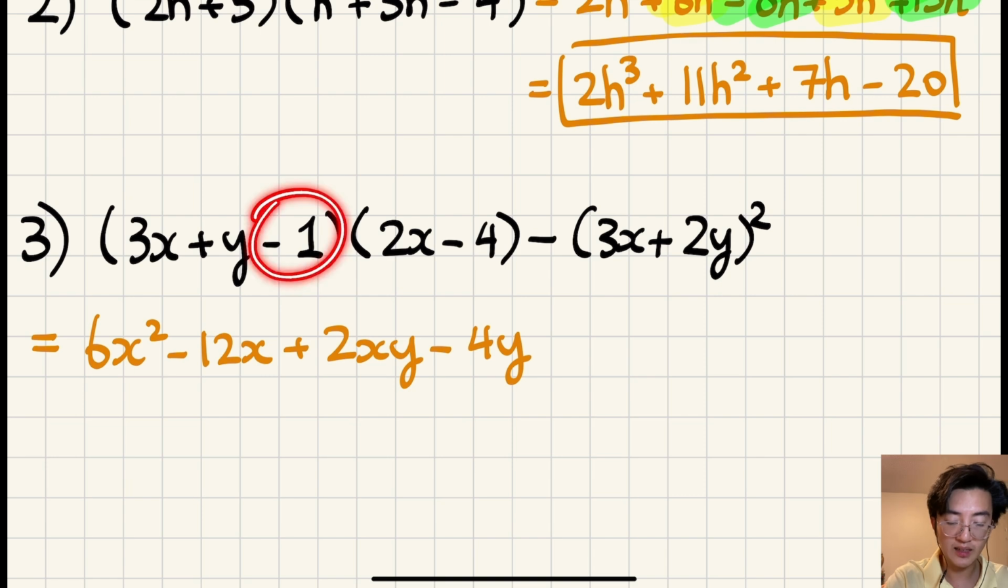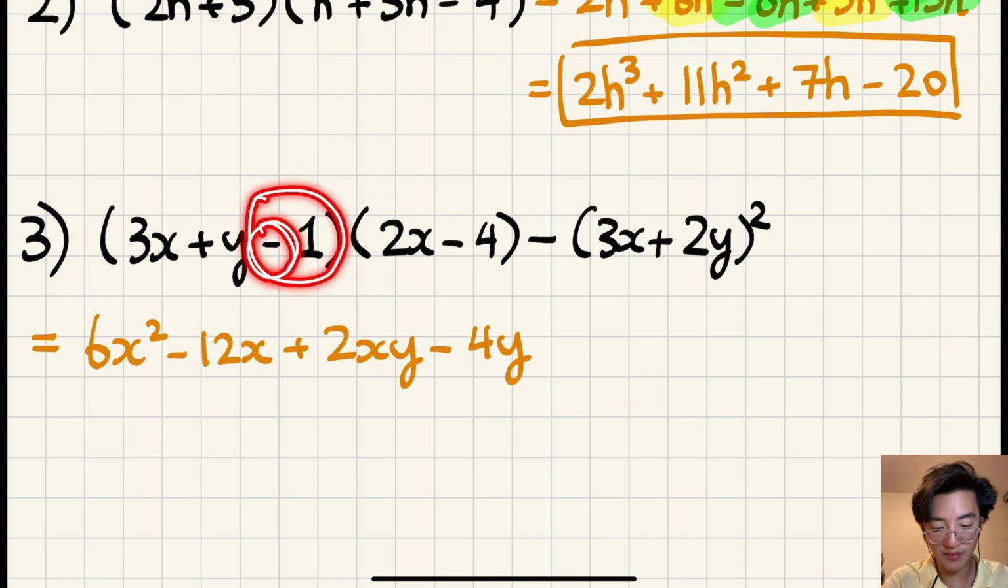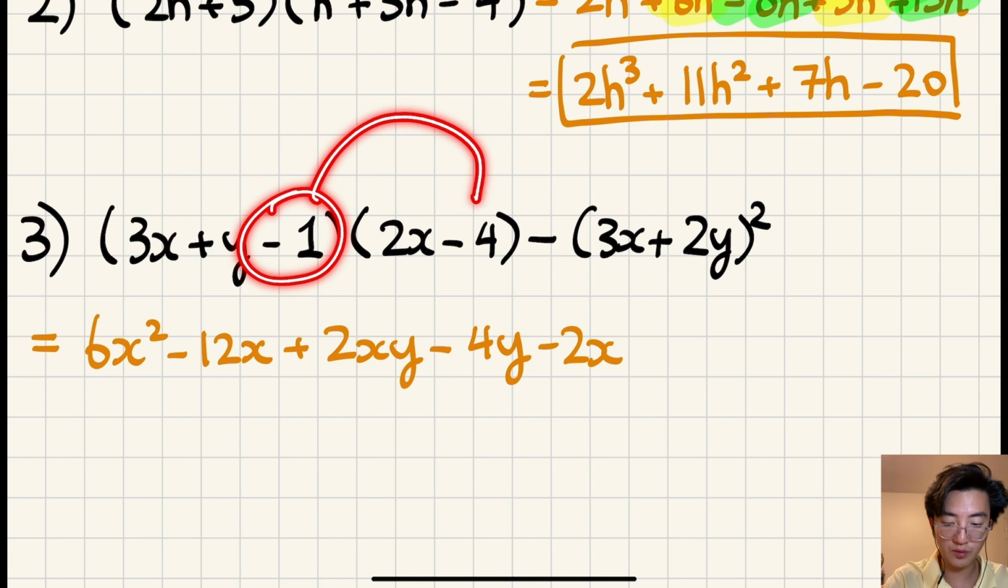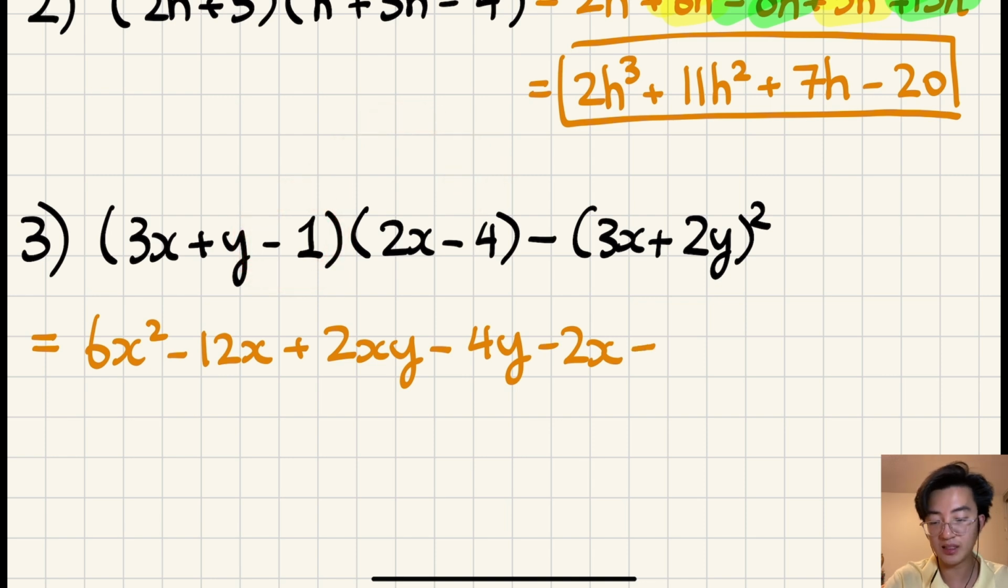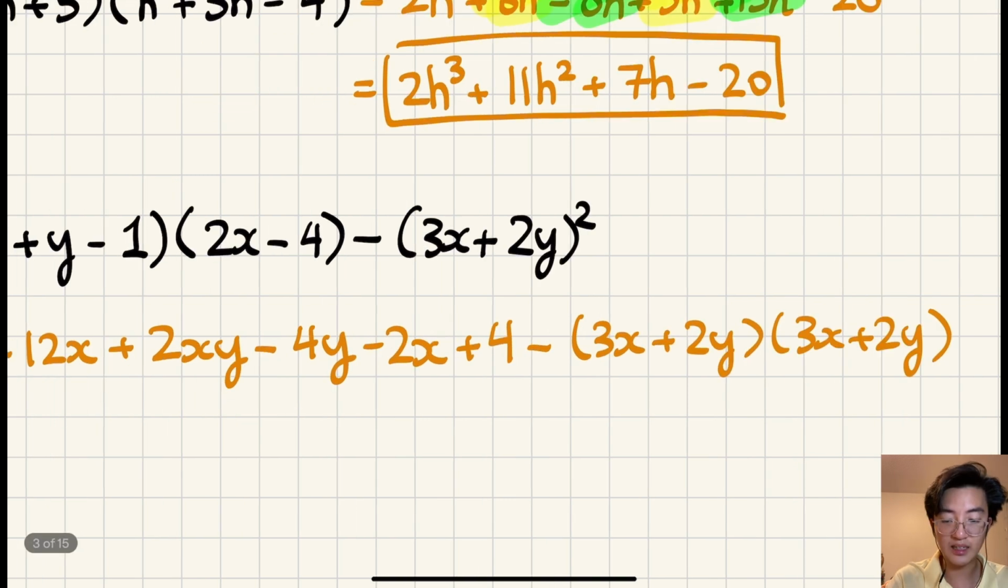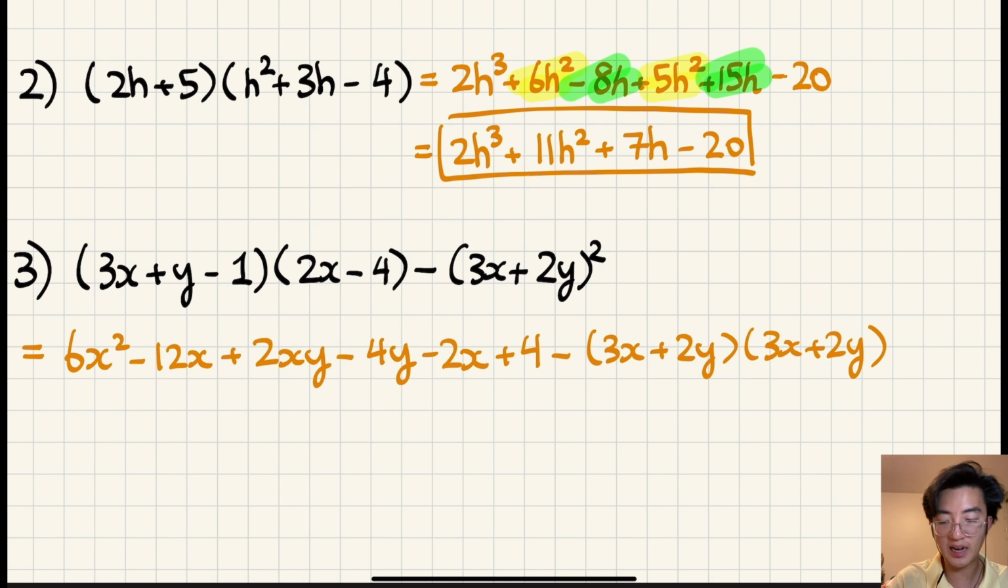Okay, lastly, third term times first term. Remember here, we have a negative sign. We multiply it to the 2x, giving us minus 2x. And then lastly, negative 1 times negative 4, getting us positive plus 4. Just kidding, it's not lastly. We still got more work to do. 3x plus 2y squared. We can write that as 3x plus 2y times 3x plus 2y. Okay, so here's what we have so far.